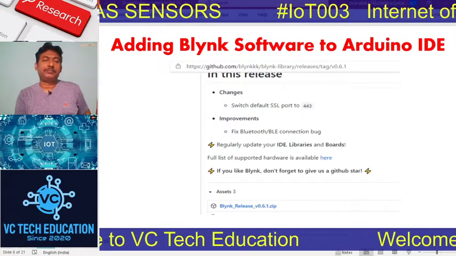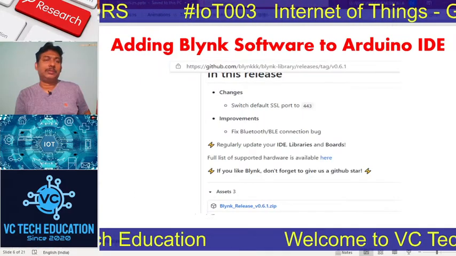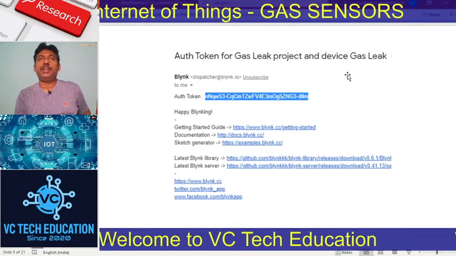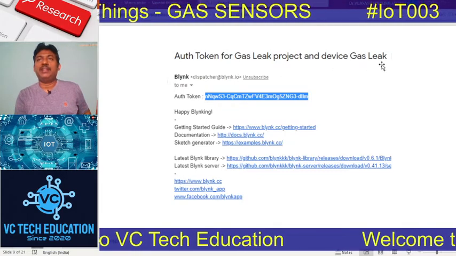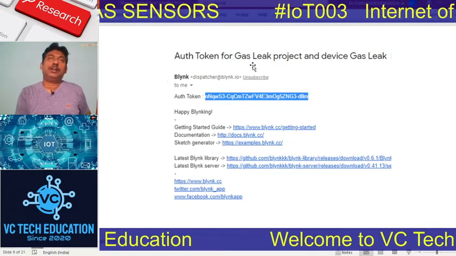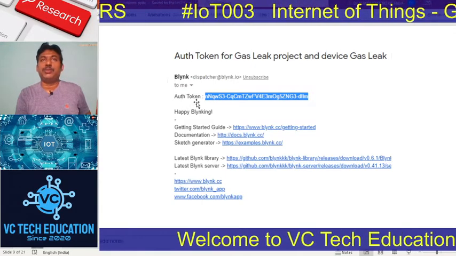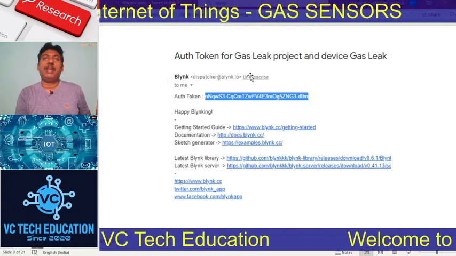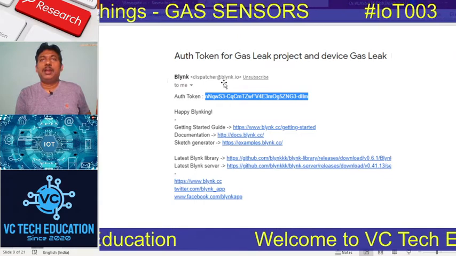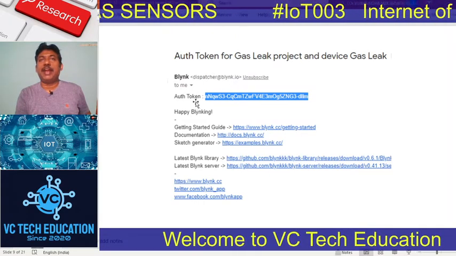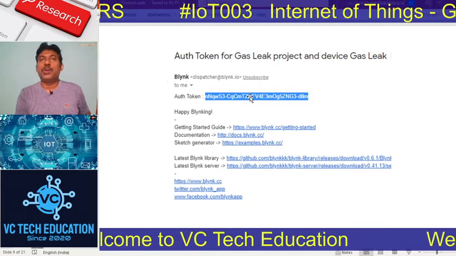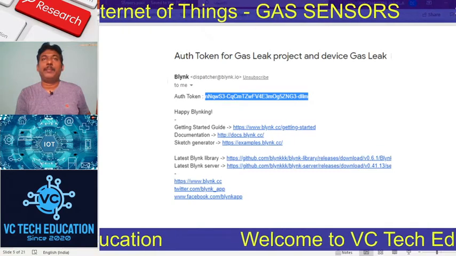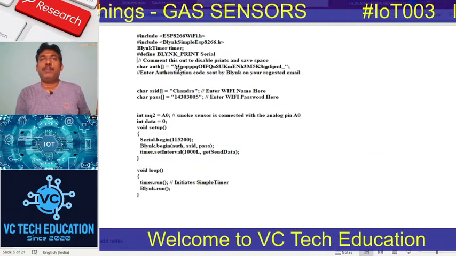Let's see here. See here, this is the token, AUTH, gas leak project, device. The authentication token will be sent to your email. So from Blynk we will get an authentication token. This token we have to copy and paste in the program. Here the token will be pasted.